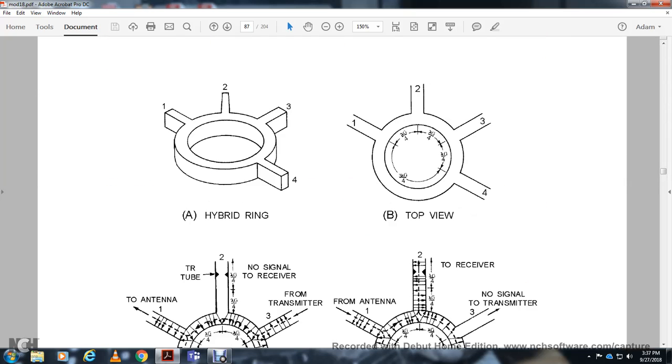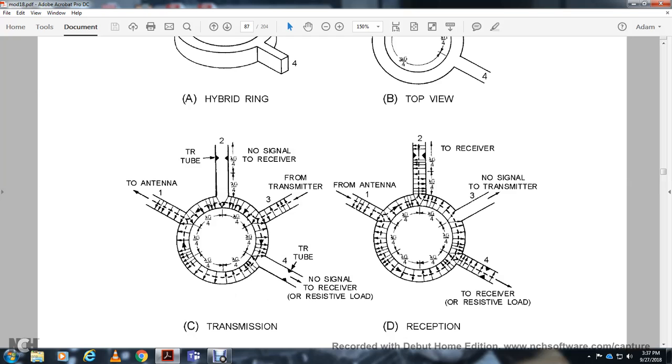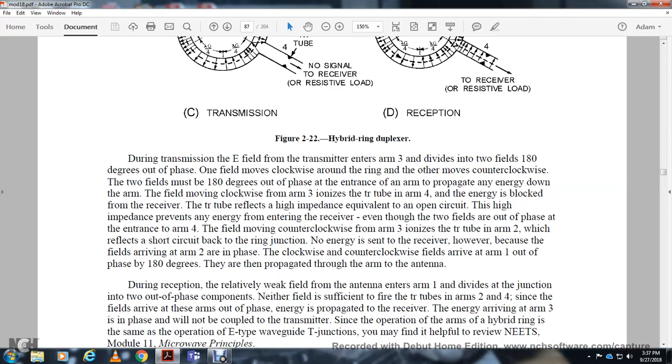Showing the hybrid ring top view. Transmission line reception. During transmission, the electrical field from the transmitter enters arm 3 and divides into two fields 180 degrees out of phase. One field moves clockwise around the ring, the other moves counterclockwise. The fields are 180 degrees out of phase at the entry of arm 4, and propagate the energy down the arm. The field moving clockwise from arm 3 arrives at the transmitter receiver tube of arm 4, with the energy blocked from the receiver. The transmitter receiver tube reflects a high impedance, equivalent to an open circuit.